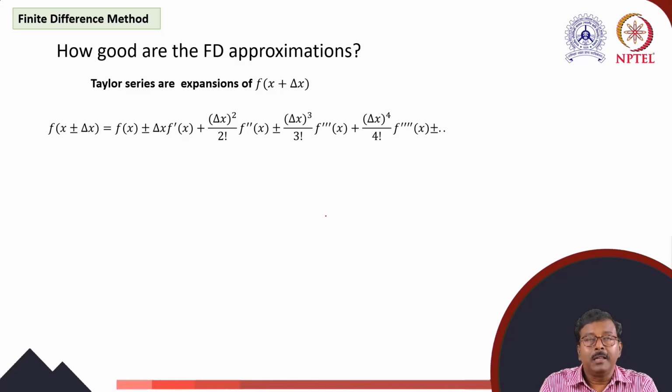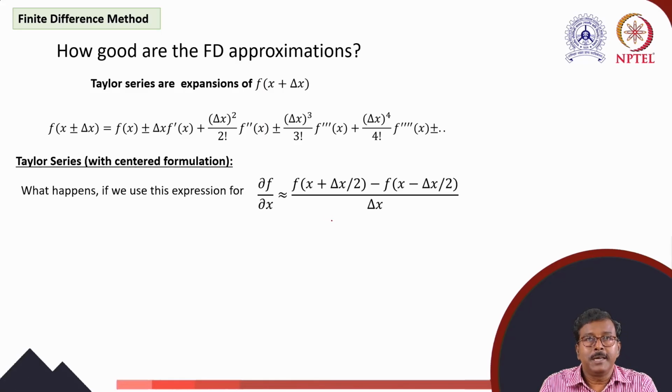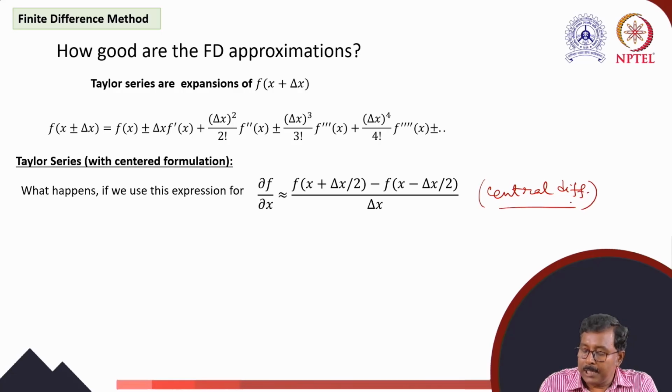Now let us see another technique, not the forward formulation but the centered formulation, because it is called the central difference technique. As per the central difference technique, del f del x is approximated as f of x plus delta x by 2 minus f of x minus delta x by 2, divided by delta x. This also we have discussed in the last class.